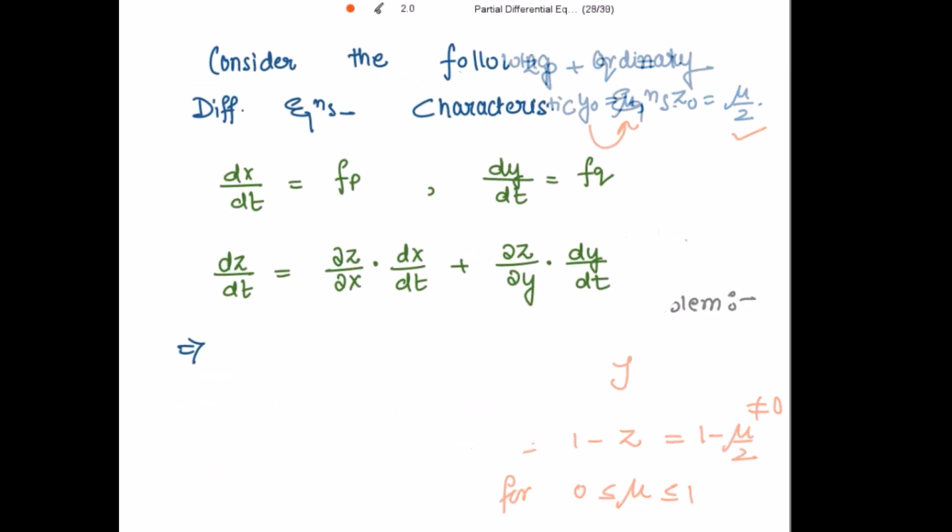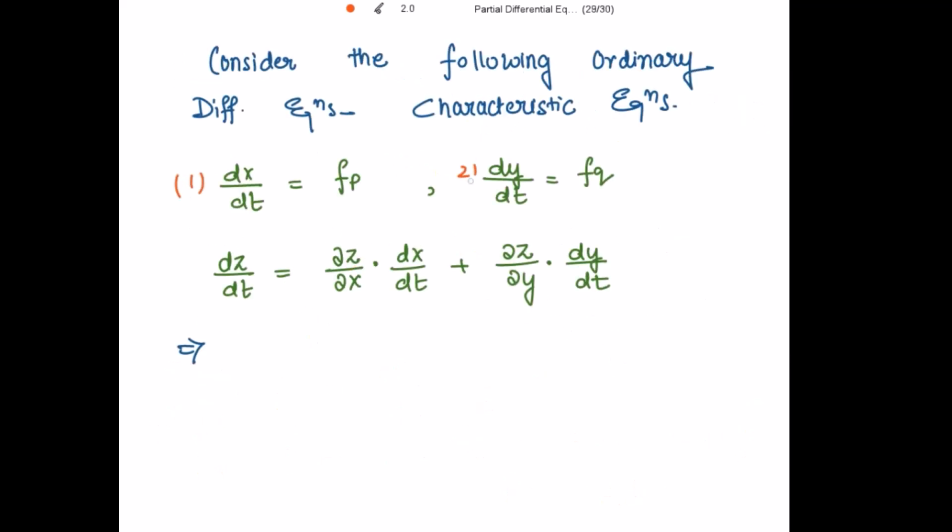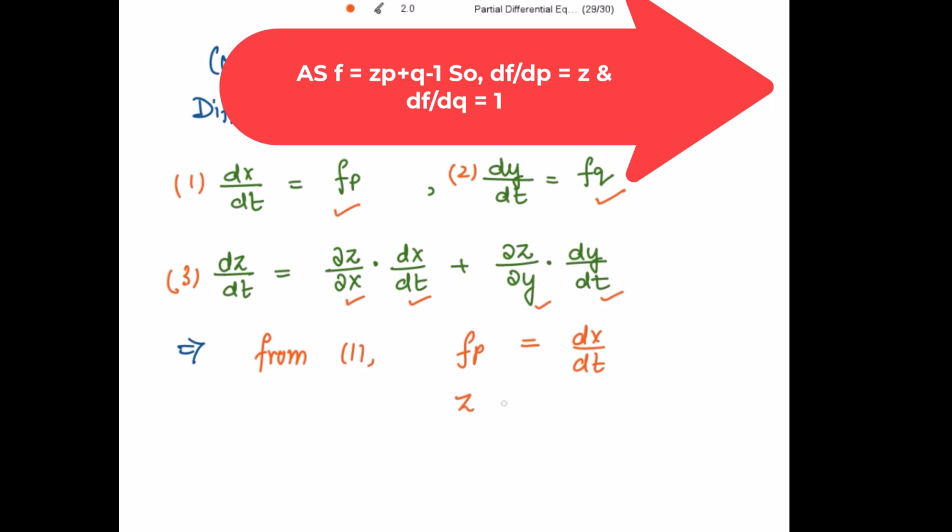Let's move further on. So please consider these three equations. dx by dt is fp, dy by dt is fq, dz by dt is partial derivative of z with respect to x into dx by dt plus partial derivative of z with respect to y into dy by dt, right? So let's use these characteristic equations and also the initial conditions to get the value of z. So from 1 we get fp to be equal to dx by dt. So z is equal to dx by dt.